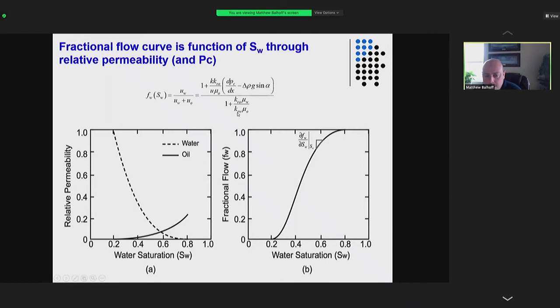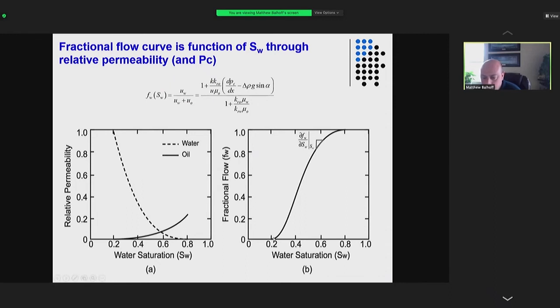And when the relative permeability, KRW, is zero, like it is here, then the fractional flow is going to be zero as well. And that makes sense, right? Because relative permeability tells you if it's zero, then that means it's not moving, that water is not moving. That's by definition. And if the water is not moving, then the fraction of the flow that's water is going to be zero. So the fractional flow of water is zero at the residual water saturation.